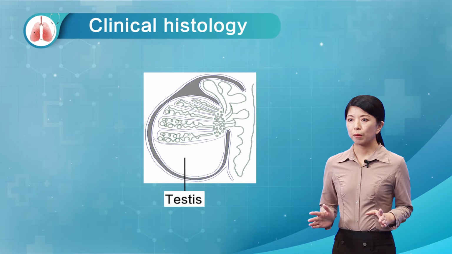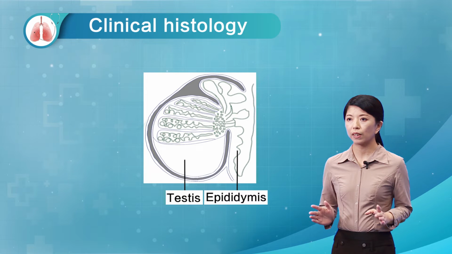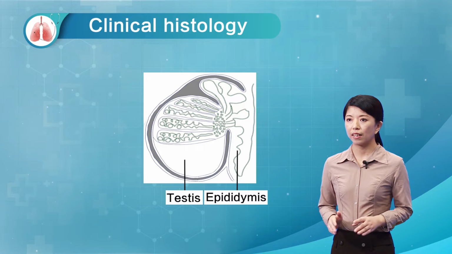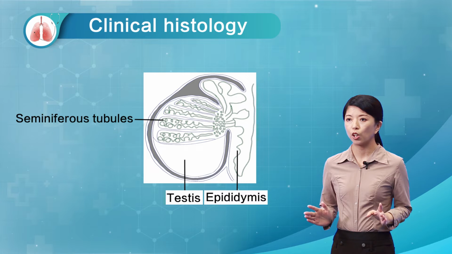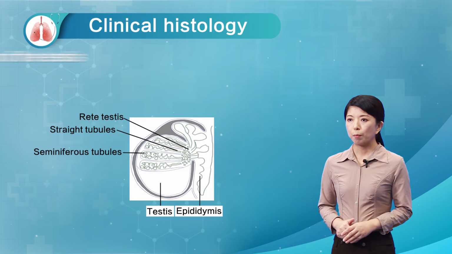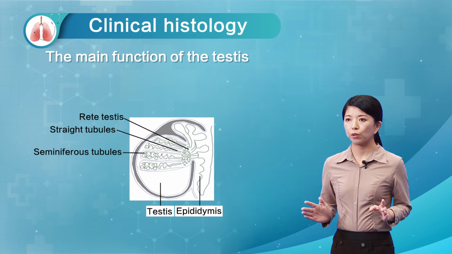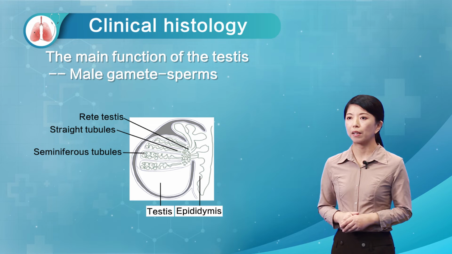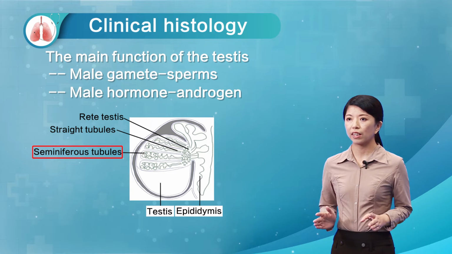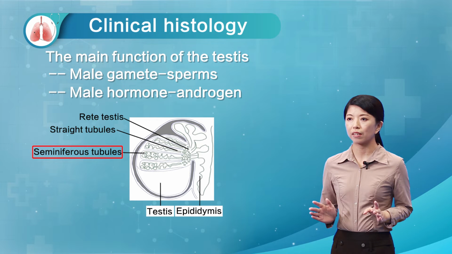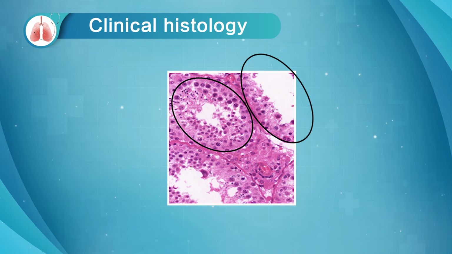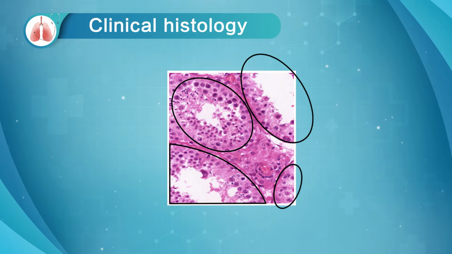In the testes, besides the capsule and the septum constituted by connective tissue, the main structure of the testes is convoluted seminiferous tubules, short straight tubules, and the dilated rete testis. The main functions of the testes are to produce the male gamete, sperm, and the male hormone, androgen. The seminiferous tubule in the testicular lobules is the key place for these two functions. Shown here are the seminiferous tubules stained by hematoxylin and eosin.